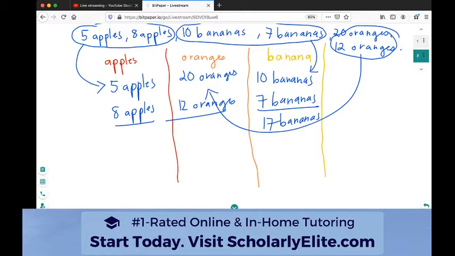Okay, so then we've got here, we're going to have 13 apples. And here we're going to have 32 oranges. So basically what's happening is that we're grouping things together. And that's really what the concept of like terms is.